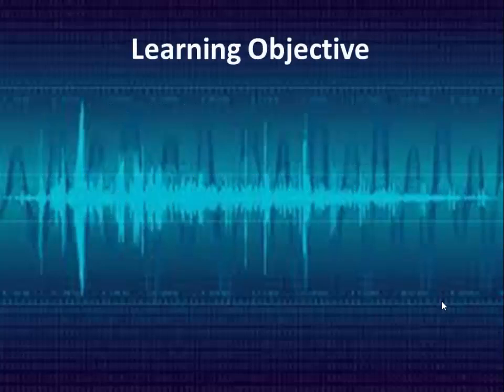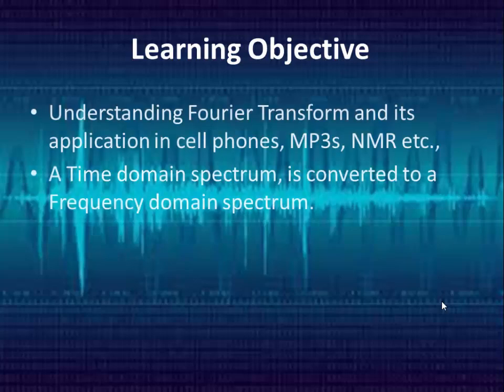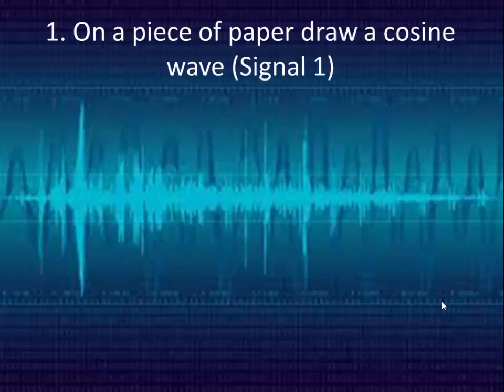The learning objective of this video is understanding Fourier transform and its application in mobile phones, cell phones, MP3s, and nuclear magnetic resonance, etc. Here time domain is converted into frequency domain. That is the very important learning objective of this Fourier transform, right?